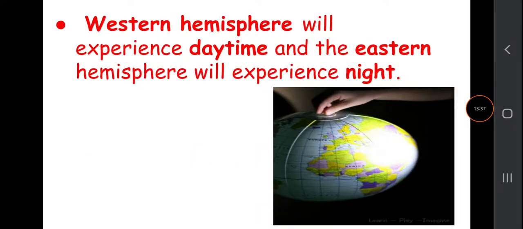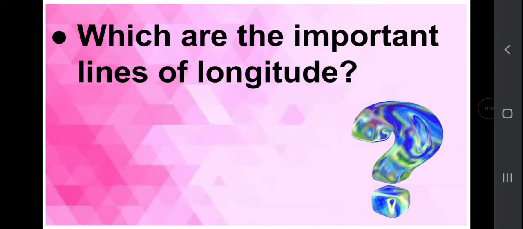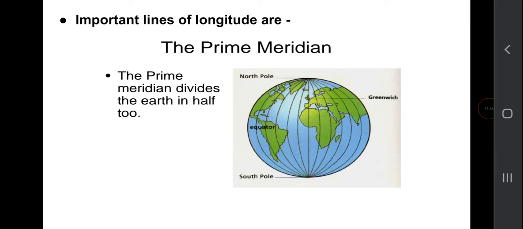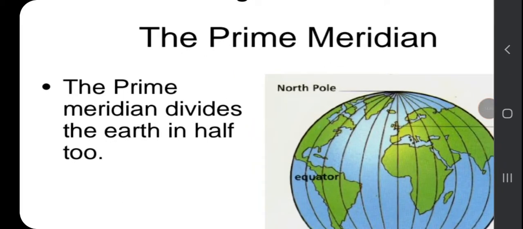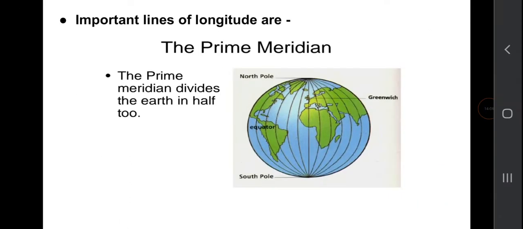And if 0 degree is prime meridian, then what is the name of 180 degree, where these lines of longitude end? Okay, think and answer. Now answer, which are the important lines of longitude? So some important lines of longitude are the prime meridian. The prime meridian divides the earth into equal halves, two hemispheres, eastern and western hemisphere.